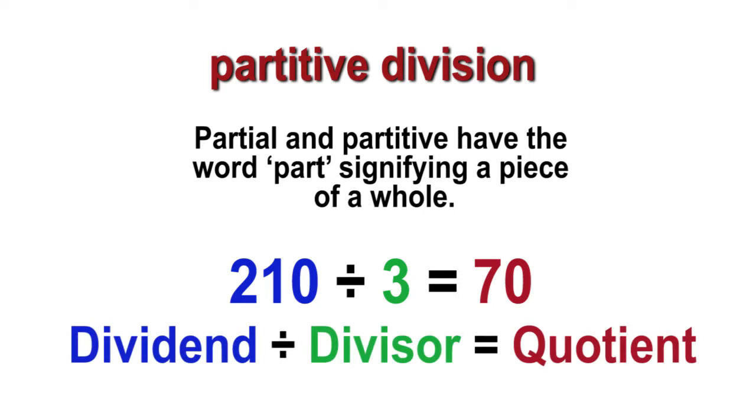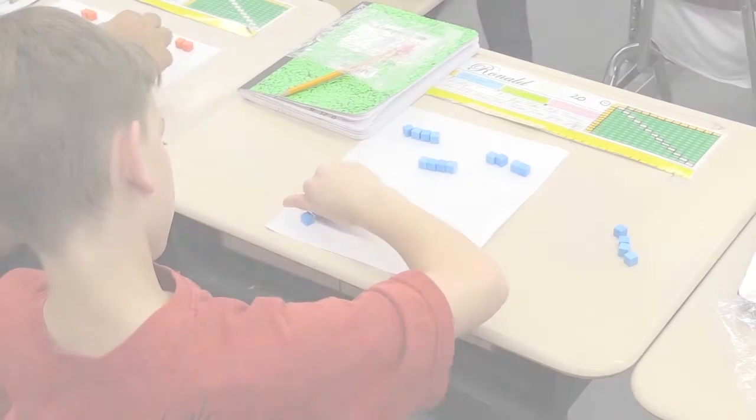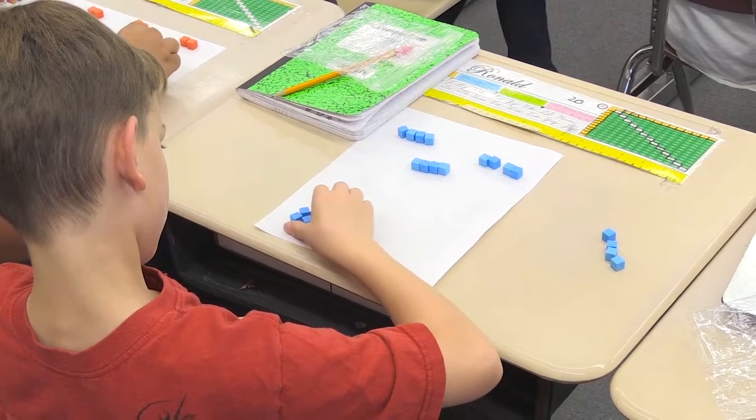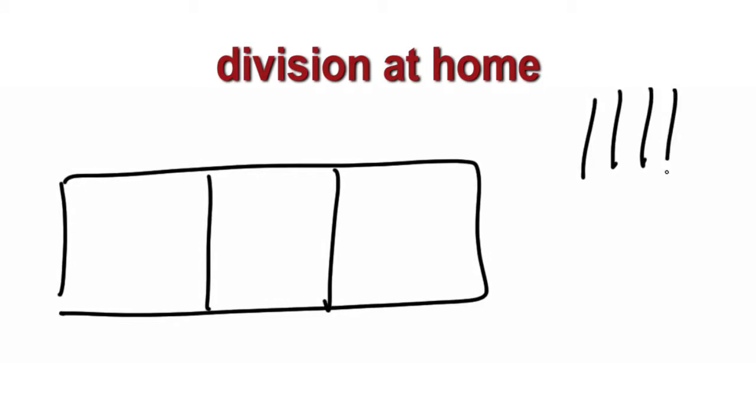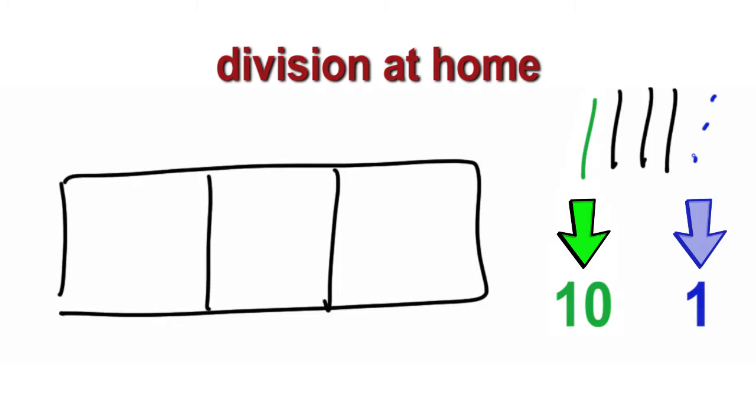In partitive division, students share a whole equally among a known number of groups. We can also think of it as equal shares. Students used base 10 blocks in class, but at home, students will use boxes, lines, and dots. Students are familiar with these notations for base 10 blocks. The lines are known as rods or sticks and represent the number 10. The dots are units and represent the number 1.